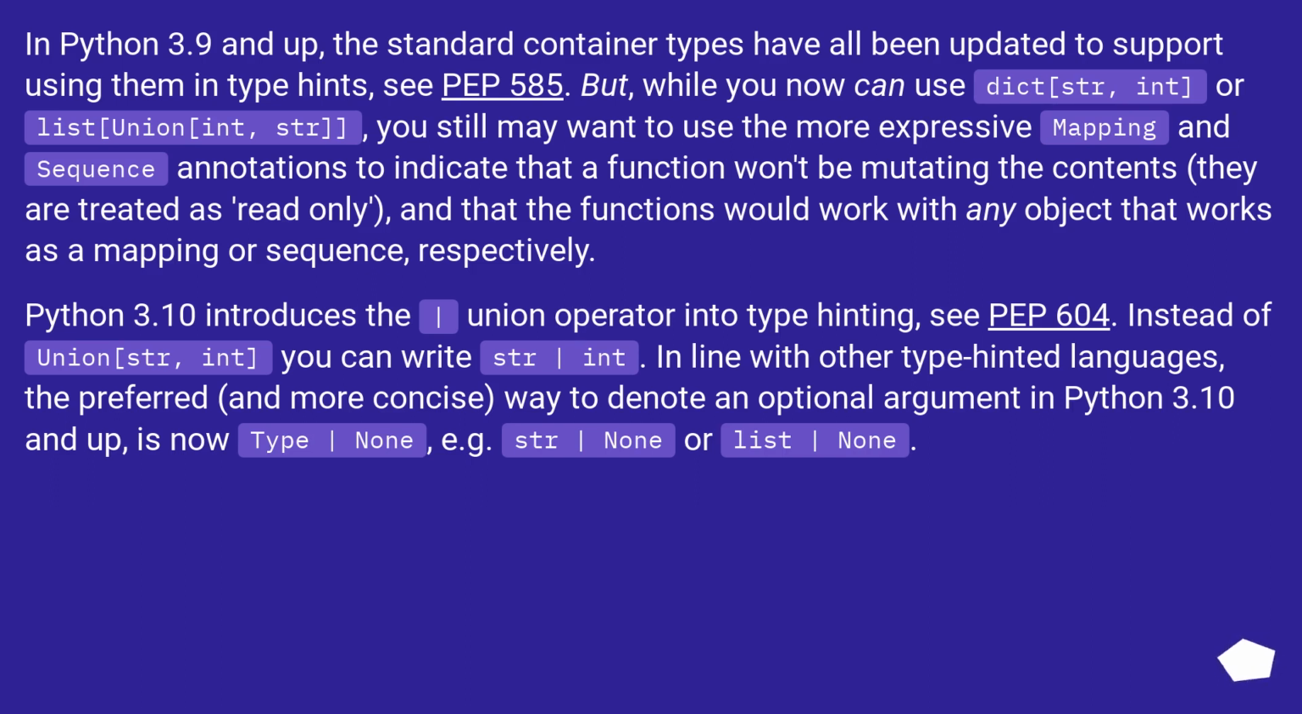Python 3.10 introduces the union operator into type hinting, see PEP 604. Instead of Union[str, int], you can write str | int. In line with other type-hinted languages, the preferred, and more concise, way to denote an optional argument in Python 3.10 and up, is now Type | None, for example str | None or list | None.